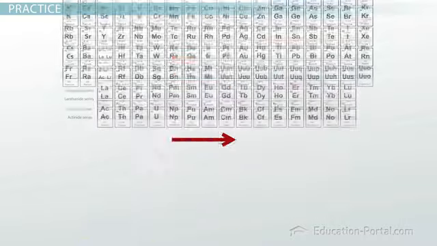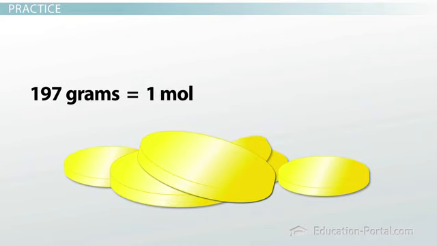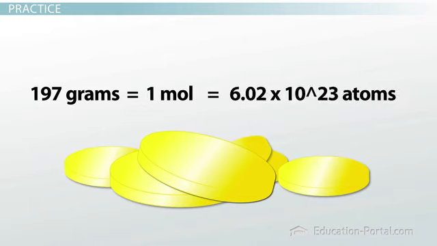Say I have a pile of gold, and it has a mass of 197 grams. How many moles of gold atoms do I have? The answer is 1 mole of gold atoms. If I could count each individual atom, how many would I have? The answer is 6.02 times 10 to the 23rd atoms of gold.